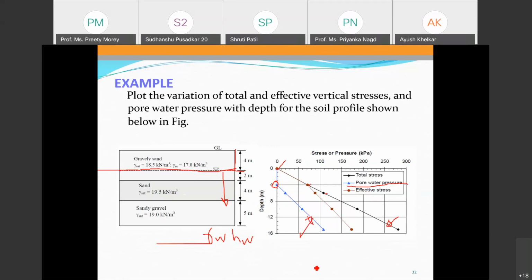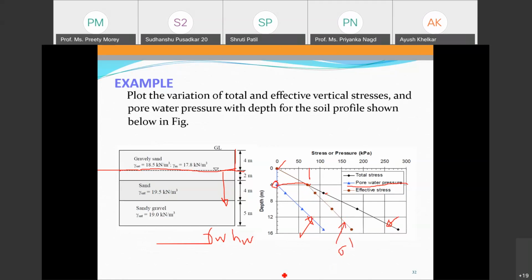Now to plot the effective stress, I will take the difference of this pore pressure and the total pressure. At this 4 meter, it remains the same, so there is no pore pressure over here. Hence, effective stress and total stress are the same. But below this water table level, it starts reducing. So total stress minus pore water pressure gives sigma dash equals sigma minus u. Once I get this value, this is the effective stress plot.